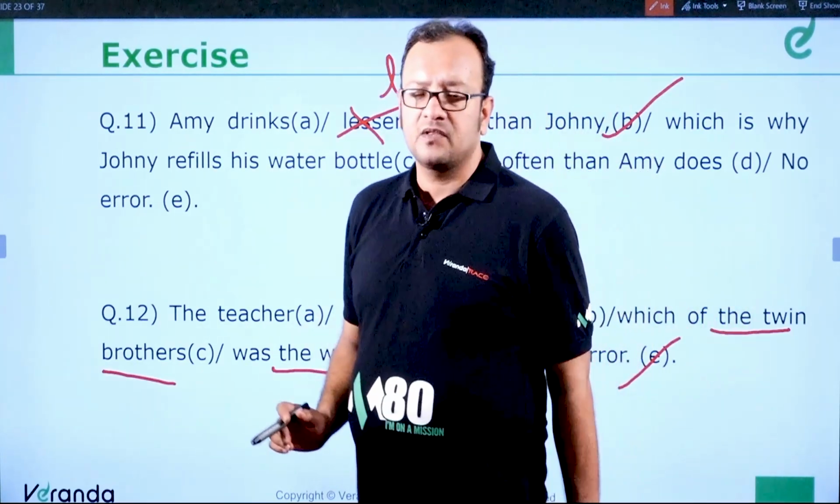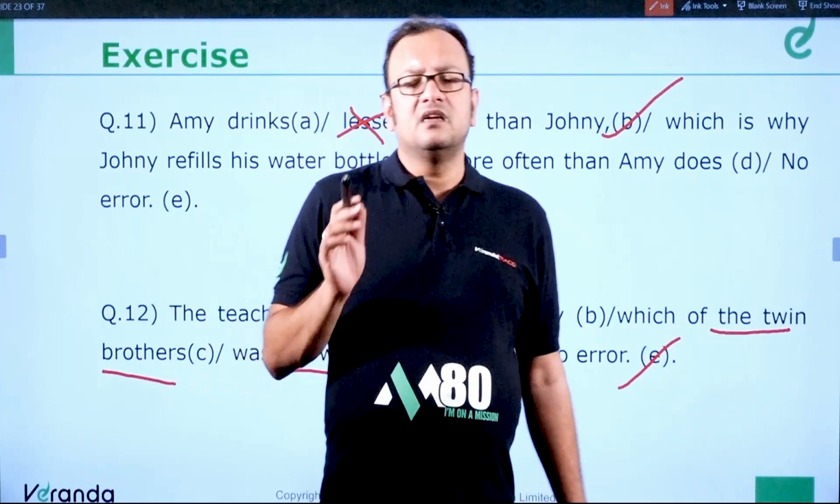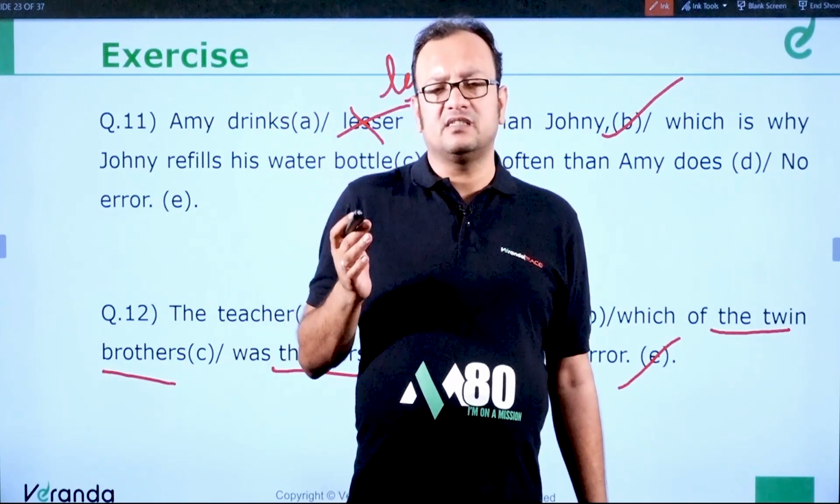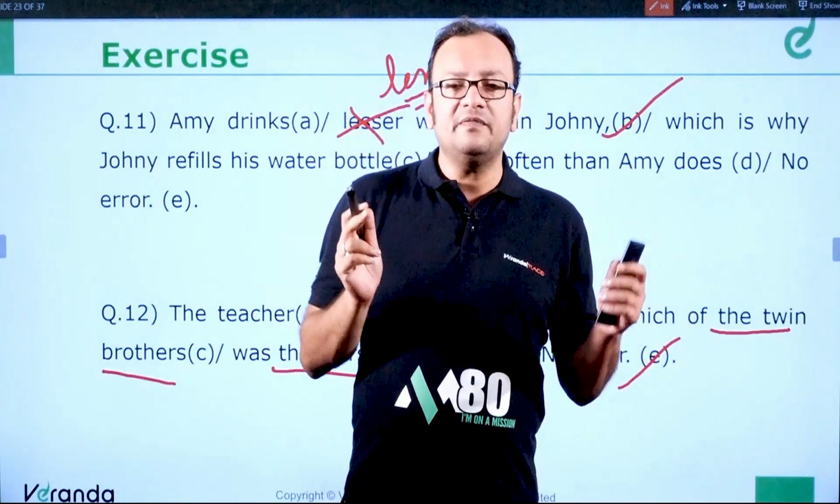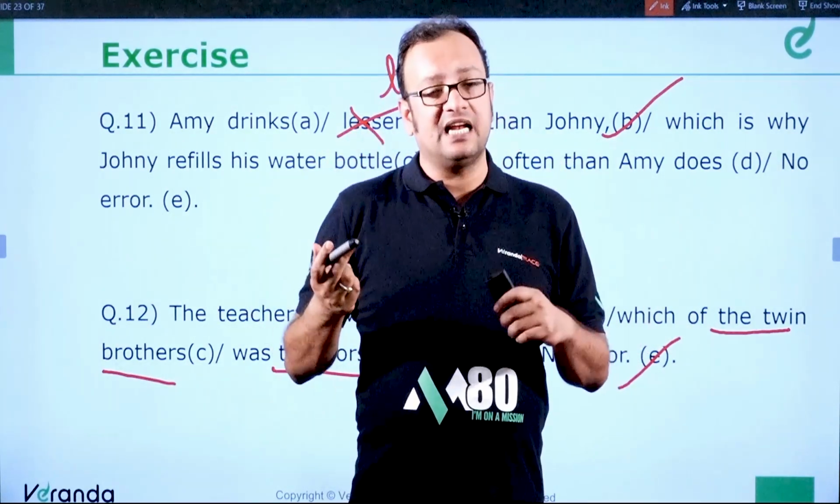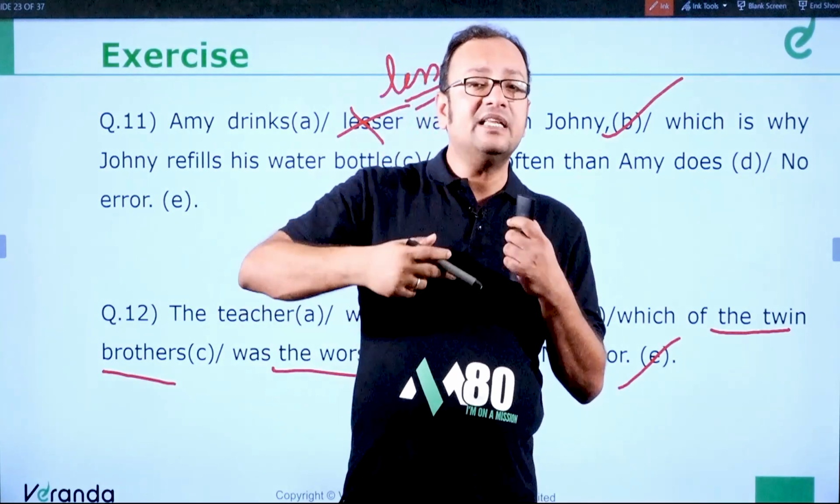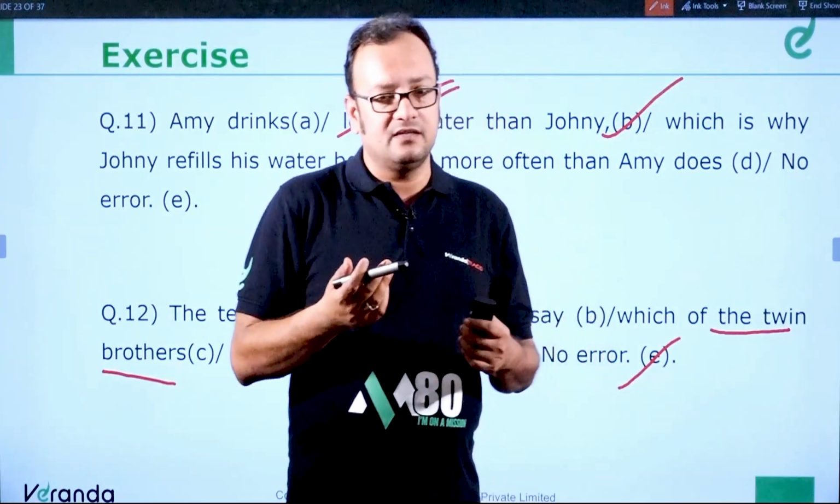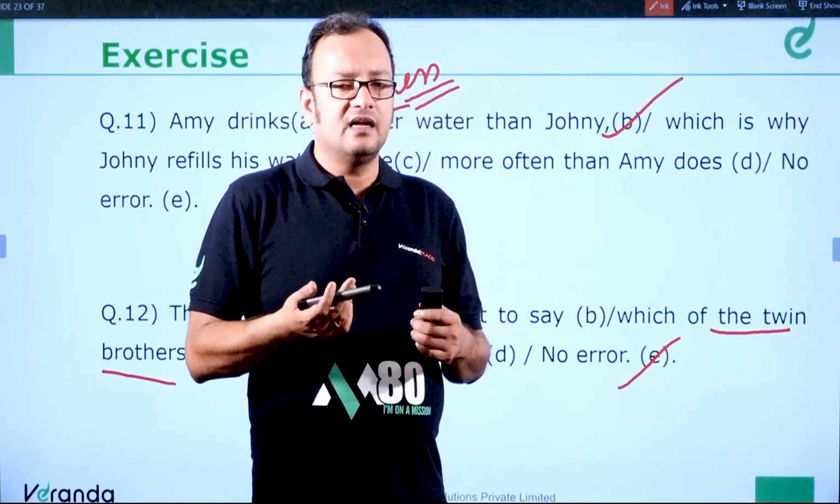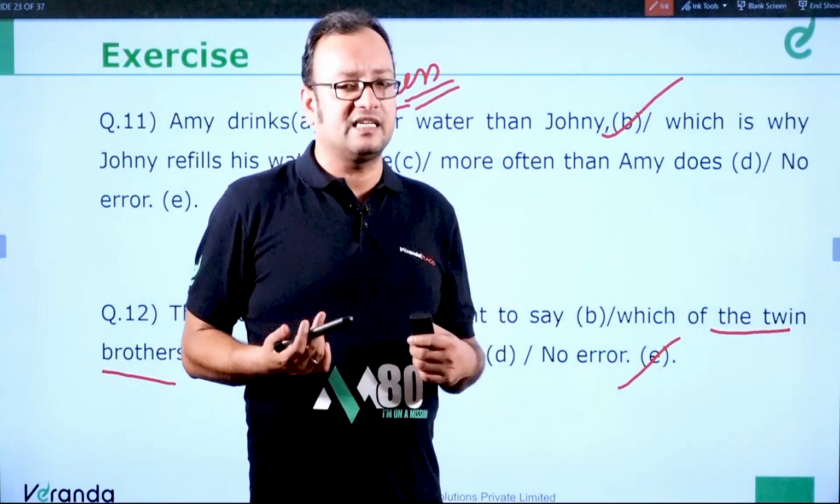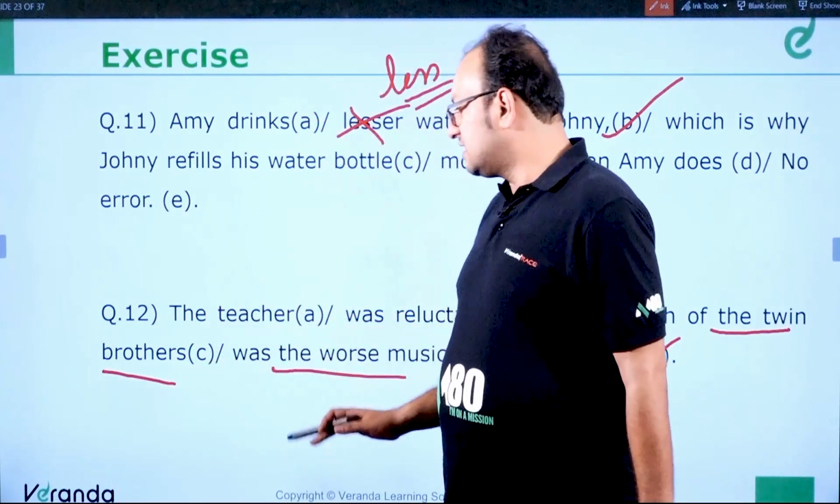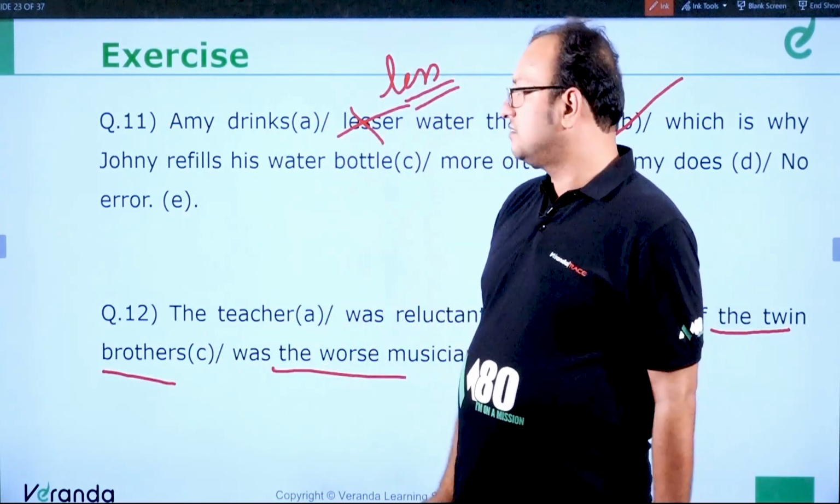I'll tell you why. When we say of the two sisters, she is the better one. So for two people, we use the better or the worse. And in this case, the comparative word has the article the before it. It is preceded by article the. So in this case, this is absolutely fine sentence, no error. Moving ahead.